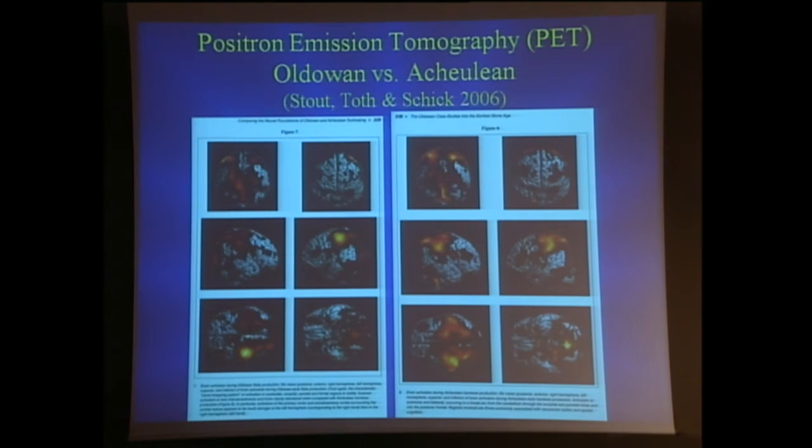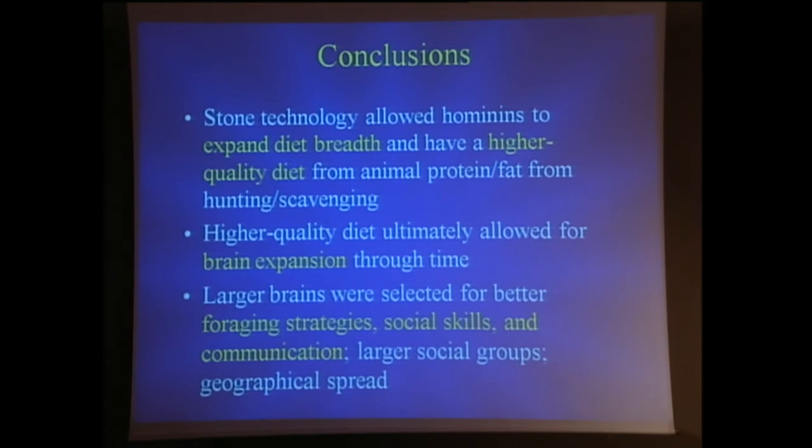Some of the recent techniques that have been used, functional MRI and near-infrared imaging, are giving us a lot of clues about the relationship between tool making and language, for example. So in conclusion, we think stone technology allowed hominids to expand their diet breadth and have a higher quality diet from animal proteins and fats, from hunting and scavenging. This is basically the idea of Aiello and Wheeler with their expensive tissue hypothesis. This higher quality diet ultimately, after maybe several 100,000 years, allowed for brain expansion through time.